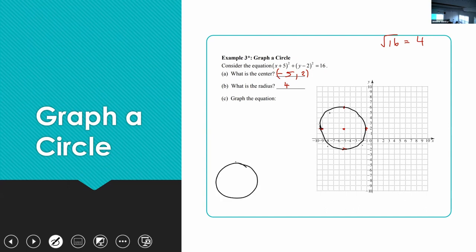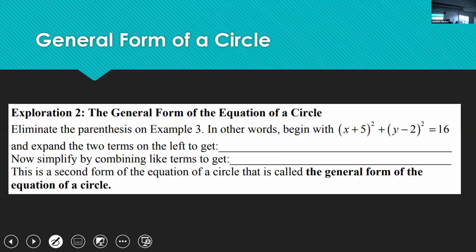Okay? So you were given the equation, you just figured out the center, the radius, and how to graph, just from that equation. All the information's there. Okay? Last problem. The general form of the equation. Okay? Are we feeling good with the standard? Yes. Okay.